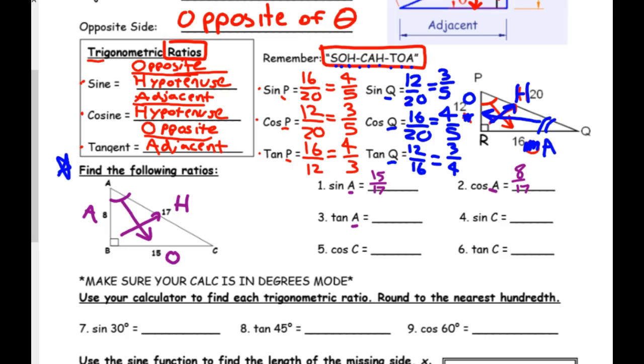For sine, we did O over H, which was 15 over 17. Cosine was A over H, 8 over 17. Tangent is O over A, which is 15 over 8. All right.